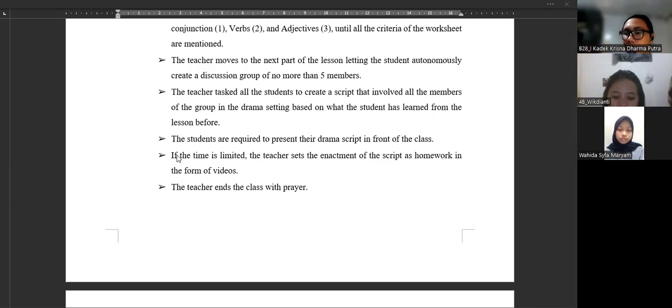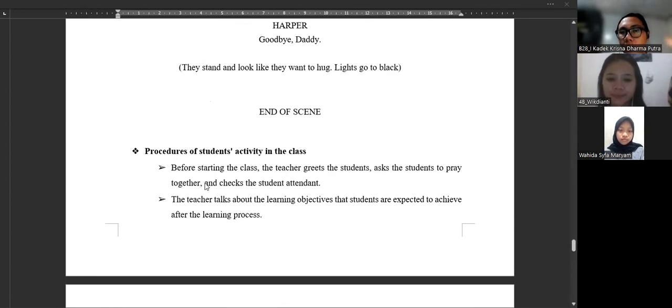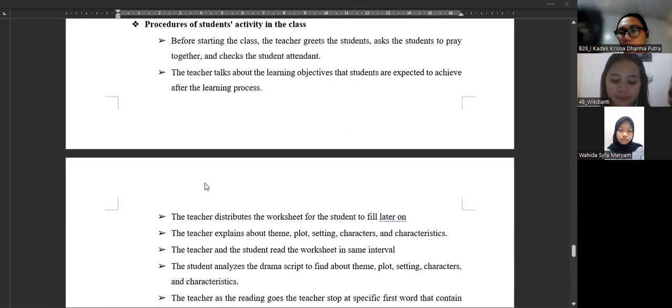Now, because the time we have is 2 times 45 minutes, that means 90 minutes, some form of restriction is necessary in this place. So if the time is limited and the class is about to close, the teacher sets the enactment of the script as homework in the form of videos. And after that, the teacher will end the class with a prayer. Hopefully, by following these criteria, the students are able to achieve their learning objective.